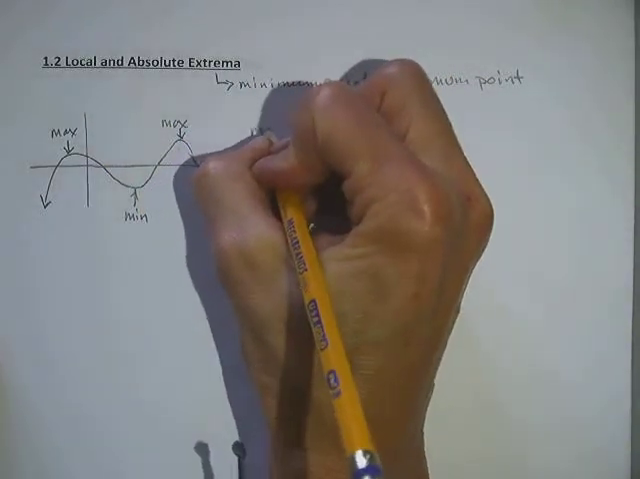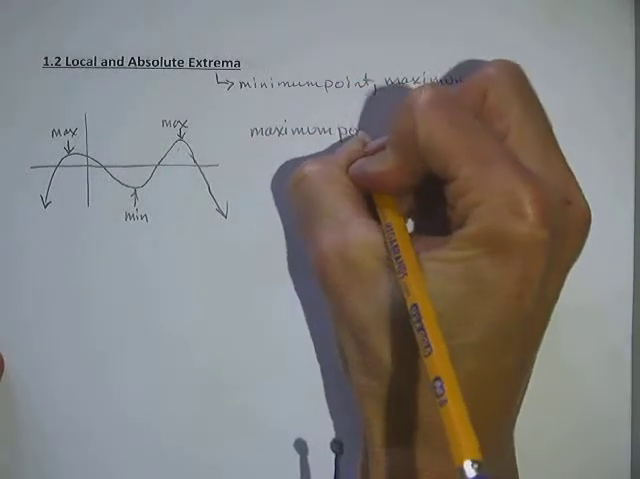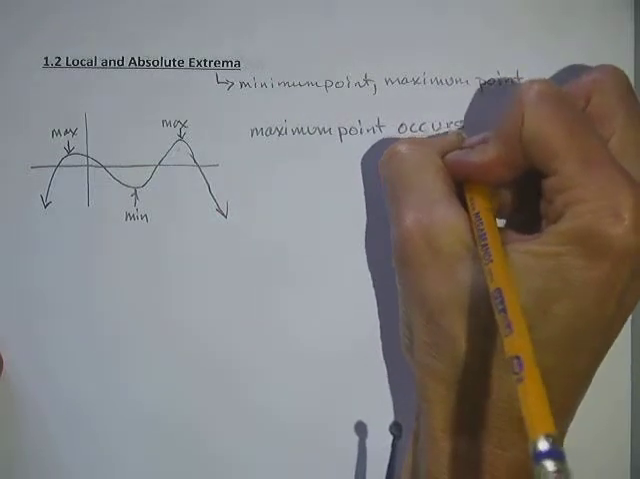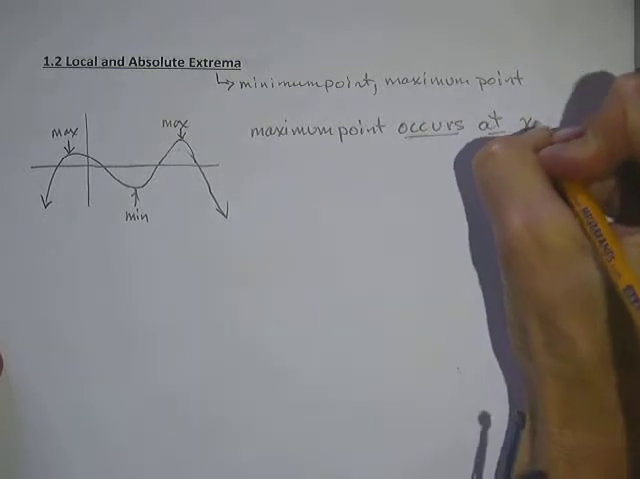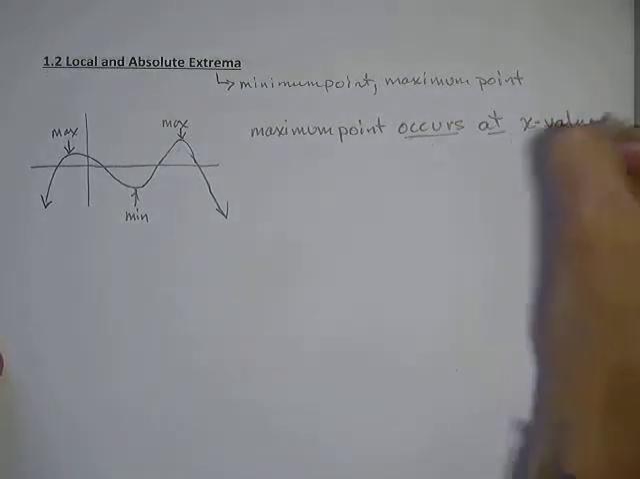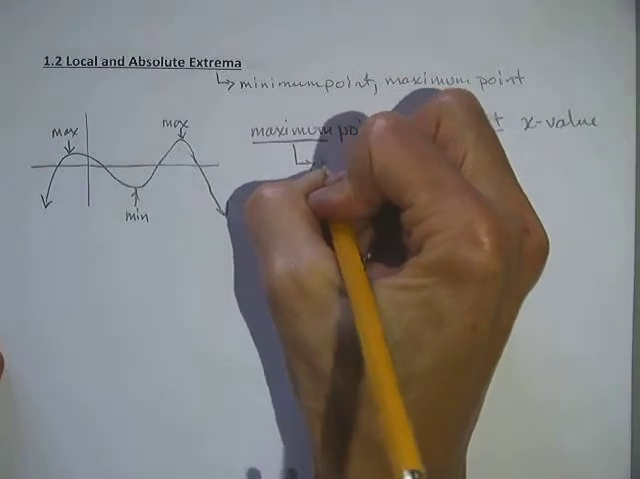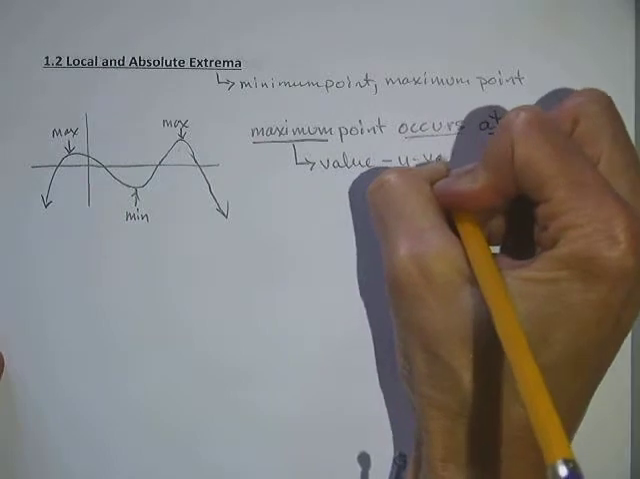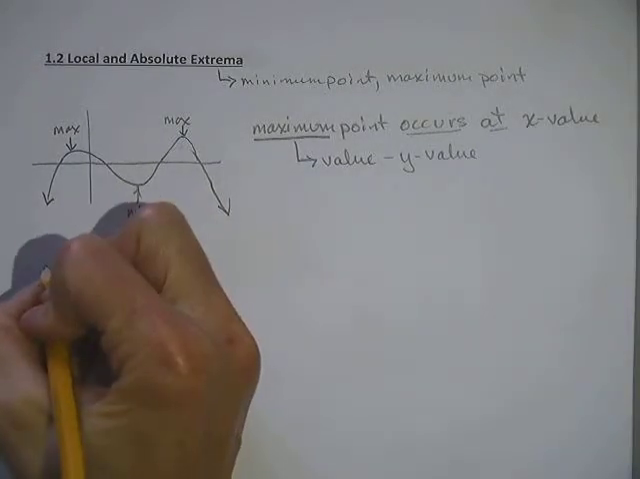Now, a maximum point occurs at the x value. All right? But the maximum value is a y value. All right? Okay. I need to do an example here.